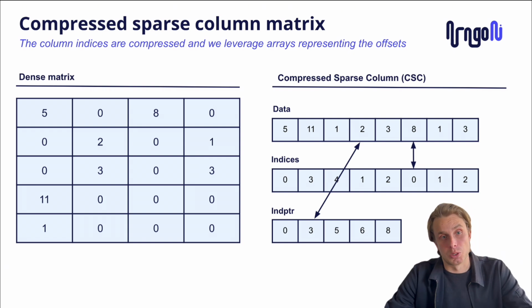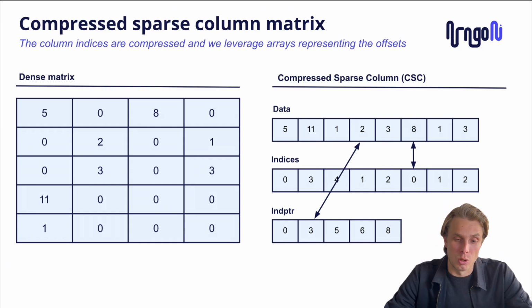Let's say that I want to add up all of the values in the first column. I would go to my index pointer array and take the starting position and the next position, and I would get 0 and 3. This gives me pointers into the data array and tells me to sum everything from element 0 to 3 exclusive to get the values from the first column. In this case, it would give me 5 plus 11 plus 1, which is exactly what I want for this first column. So it's a really efficient way to do so.